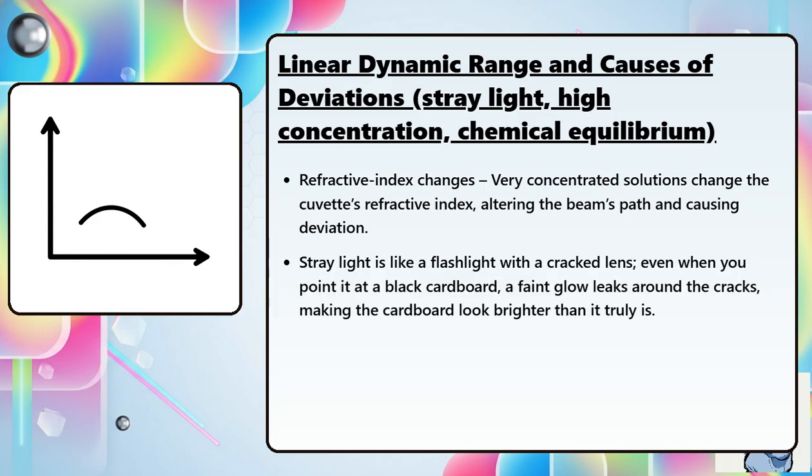Stray light is like a flashlight with a cracked lens. Even when you point it at a black cardboard, a faint glow leaks around the cracks, making the cardboard look brighter than it truly is.